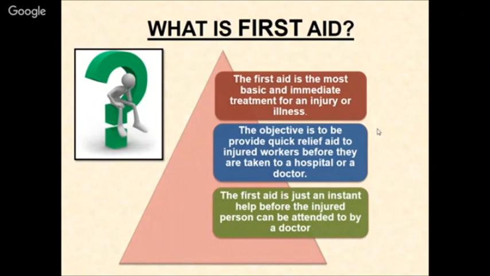For that they need first aid, but there was no such provision in the section of that company where they had carried out this study. Okay, and they were simply using some thrown away clothes and tying them on the fingers or wherever they were getting hurt. Okay, no such ointment or any first aid was there. The objective of first aid is to provide quick relief to injured workers before they are taken to a hospital or a doctor. First aid is just an instant help before the injured person can be attended to by a doctor.